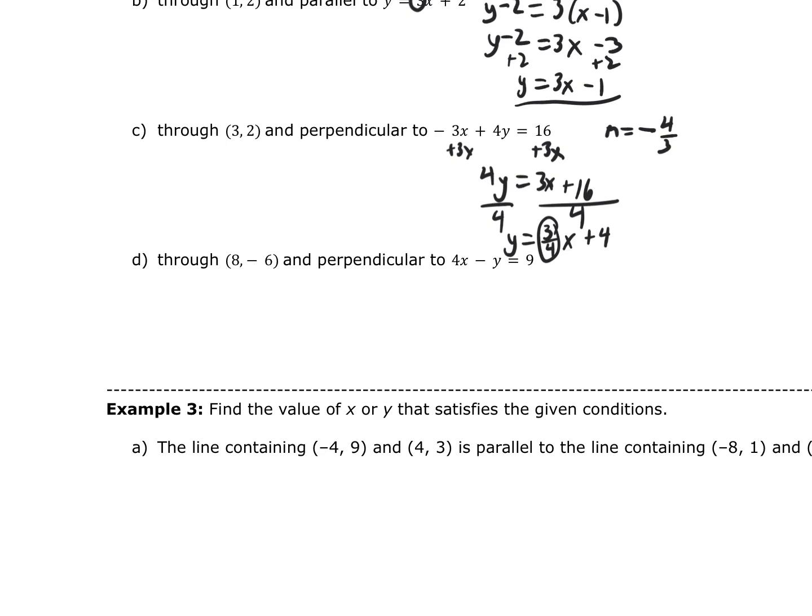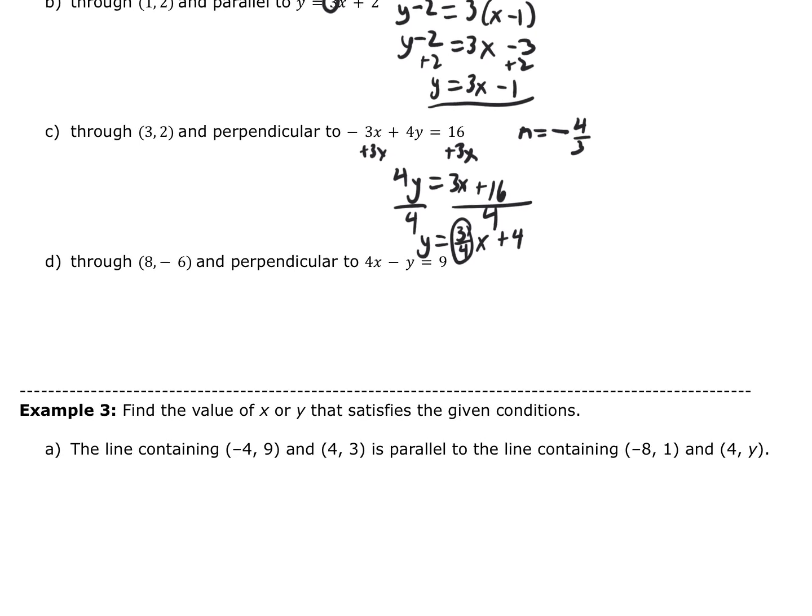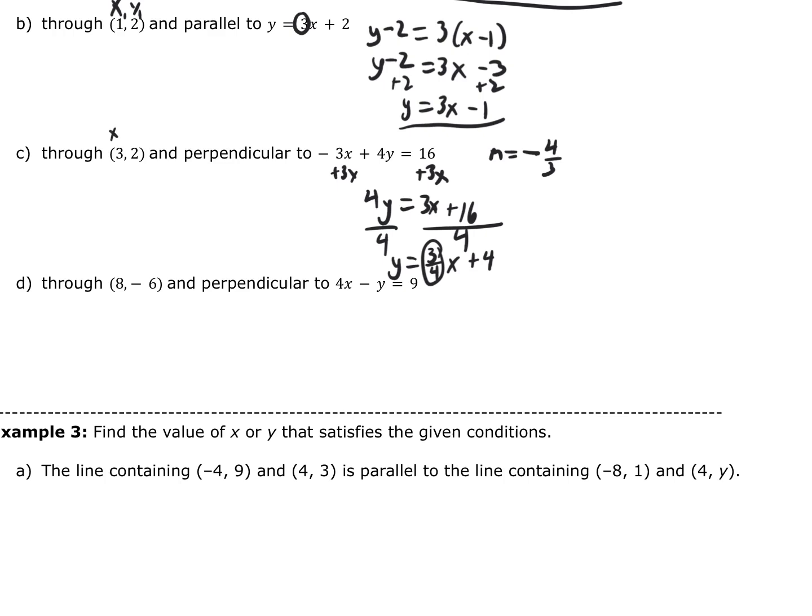Okay, so now that we have the slope established, now we're going to plug in this point 3, 2 into slope-intercept, or point-slope form, I should say. Y minus 2 equals negative 4/3 times x minus 3. So y minus 2, distribute the negative 4/3. And the negative 3 is going to cancel out, so we just have plus 4.